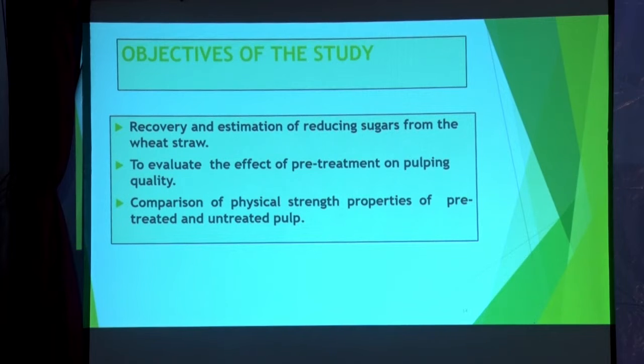These are the objectives of the study. The first one is the recovery and estimation of reducing sugars from the wheat straw. The second objective was to evaluate the effect of pre-treatment on pulping quality. And the third one was the comparison of physical strength properties of pre-treated and untreated pulp.